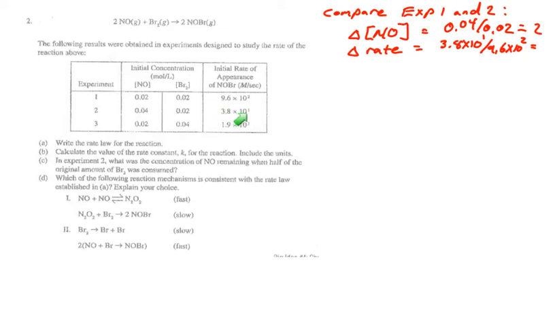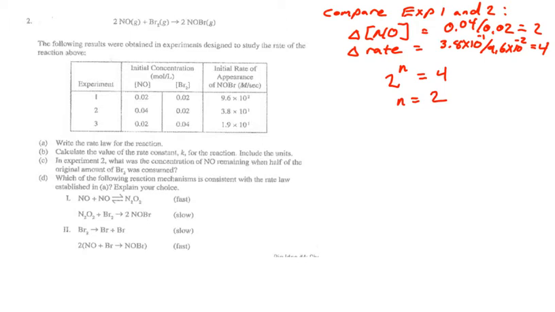My copy looks like these are positive exponents, but it turns out they're not. They're negative exponents, so it should be 10 to the negative 1 and 10 to the negative 2. And when you do that, let's fix it up here, negative 1 and negative 2, this turns out to be 4. So that means that we have 2 to the n order equals 4, and so therefore n equals 2. It's second order with respect to NO.